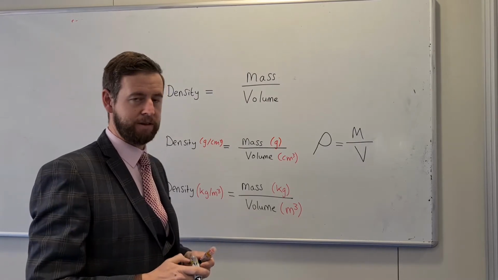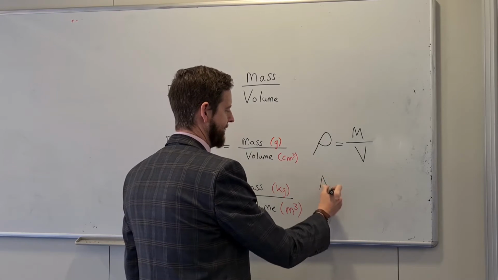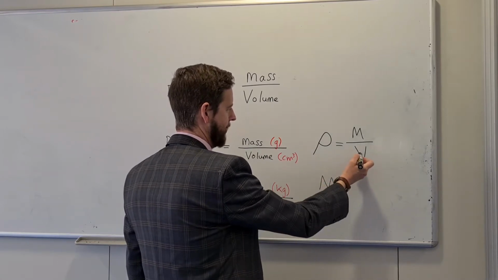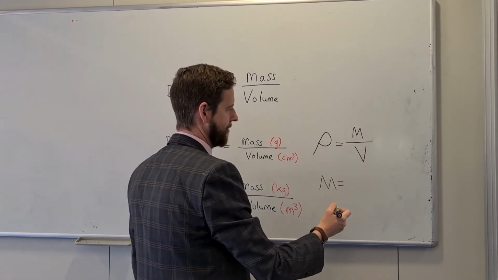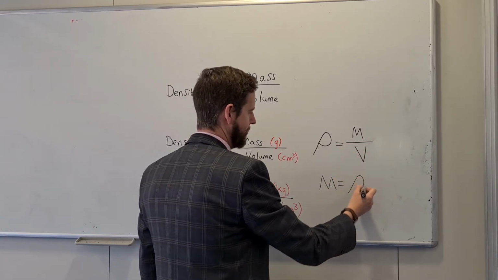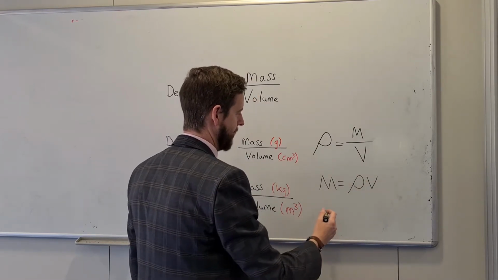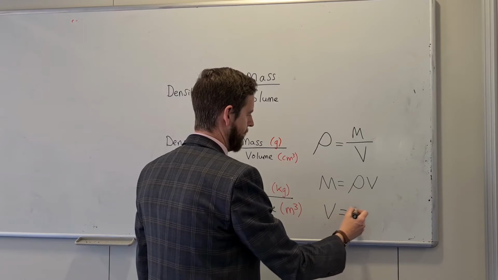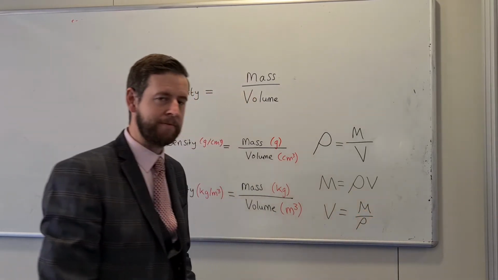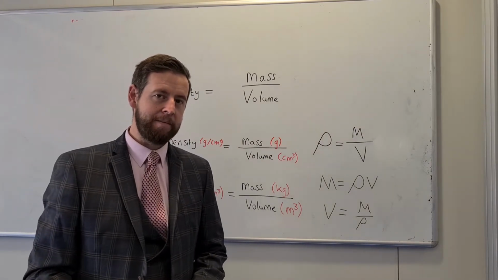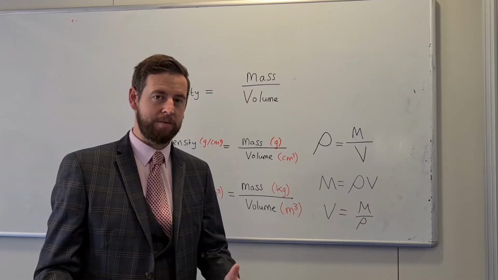Now, rearranging 3 variables is really quite simple. I could have the mass is equal to, well, to get mass by itself, we must multiply both sides by the volume. So density times volume. Or, alternatively, if I wanted volume, then I would know it is mass divided by density. Now let's have a look at measuring the density of some regular shaped objects.